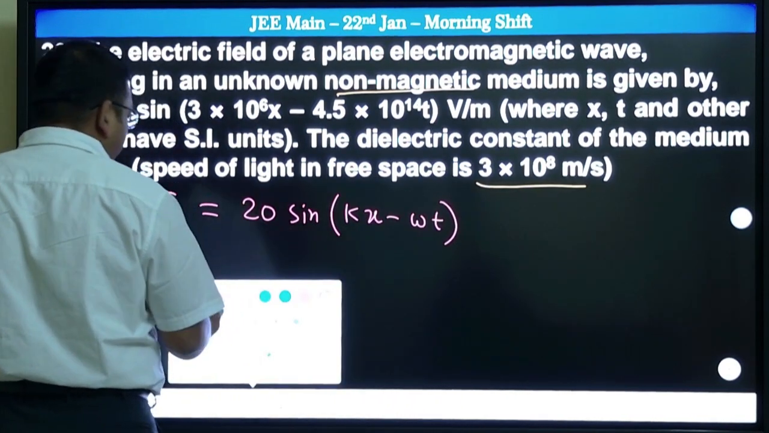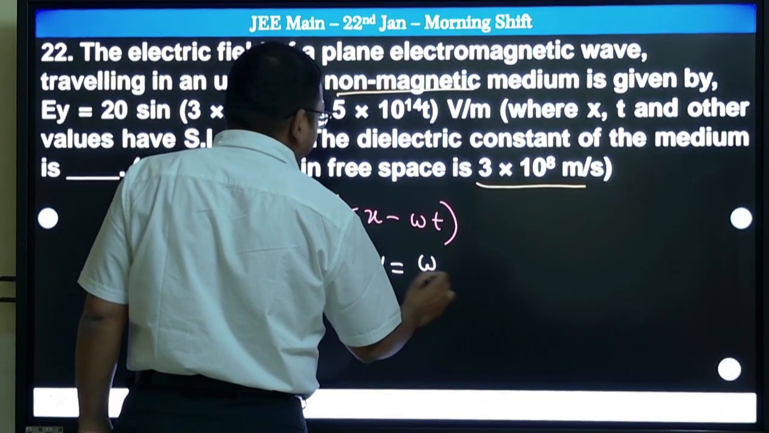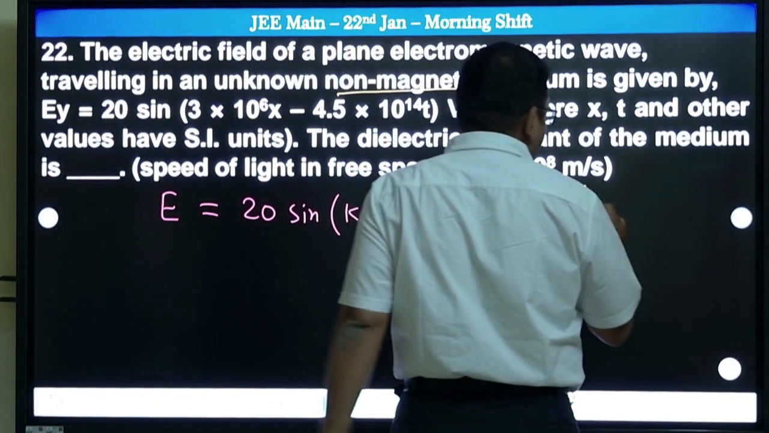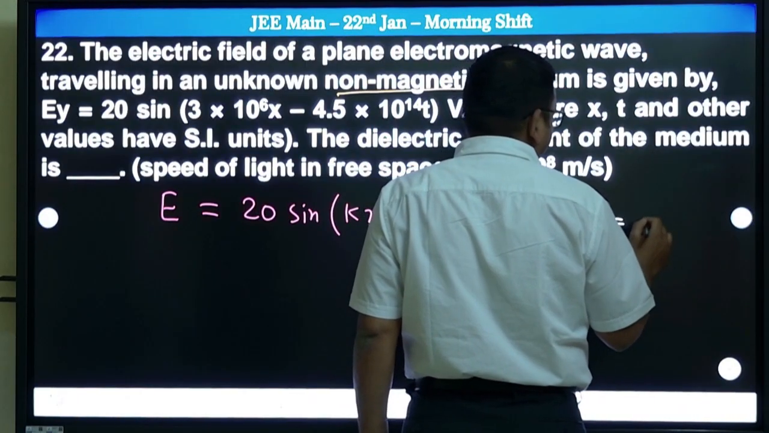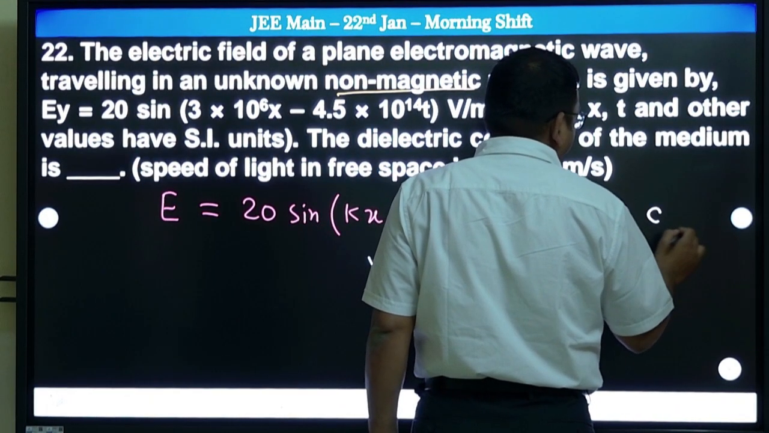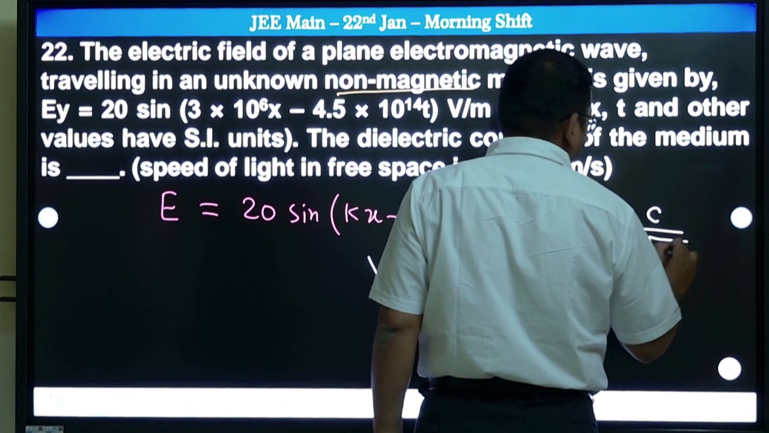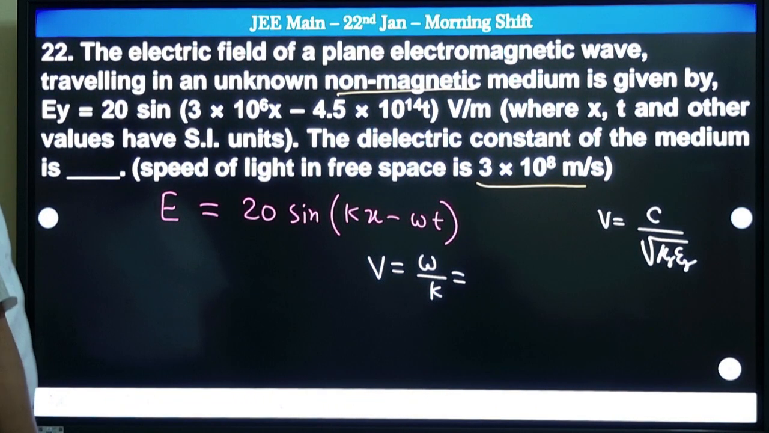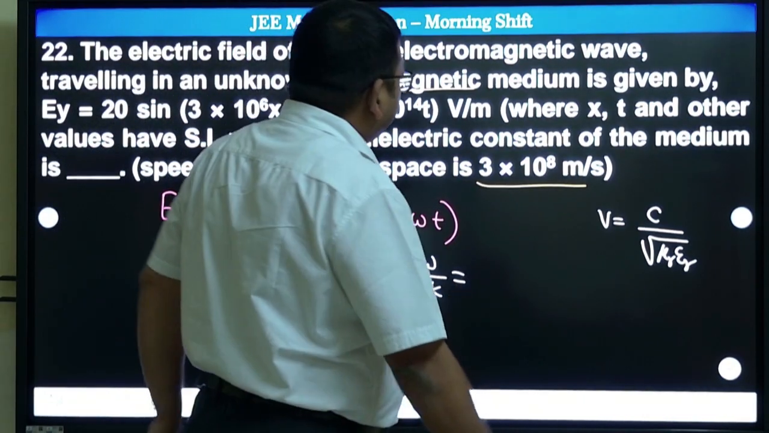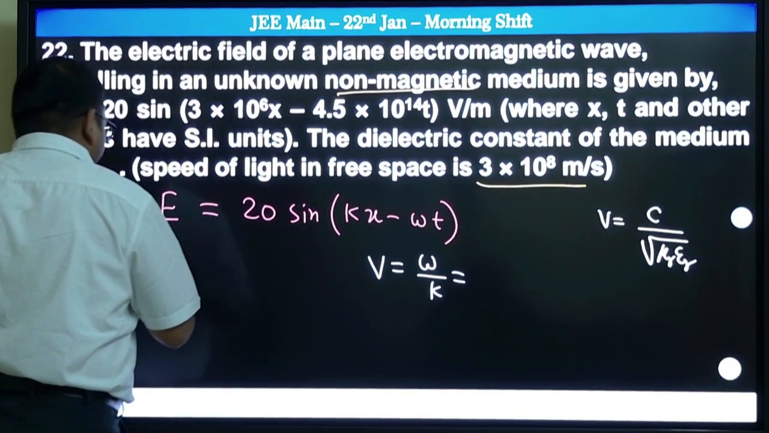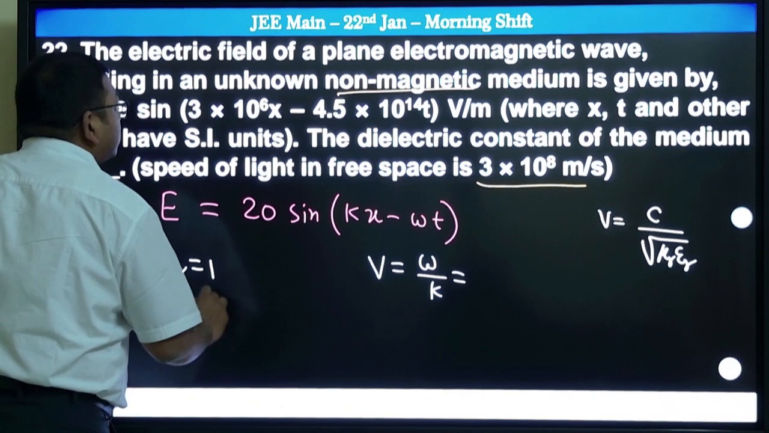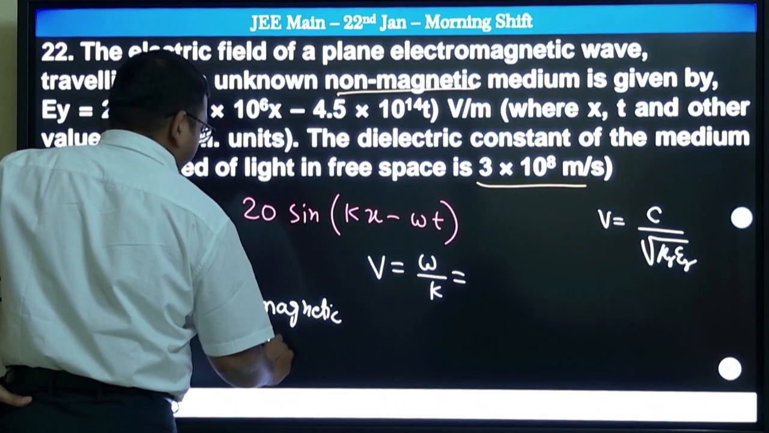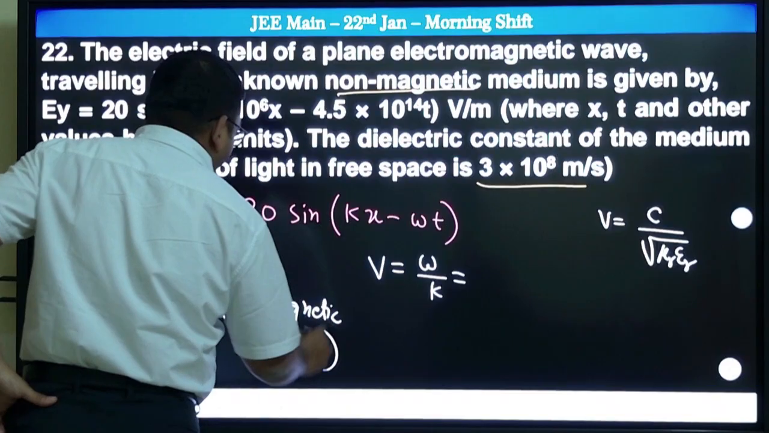So what is the speed? We can calculate first. Speed is equal to omega by k. And you should know that the speed of light in vacuum divided by refractive index, which is root of mu r epsilon r. This formula we know, and they are asking dielectric constant, which means epsilon r. Mu r should be taken as 1. Why? Because this is a non-magnetic medium. For non-magnetic medium, we can take mu r as 1.